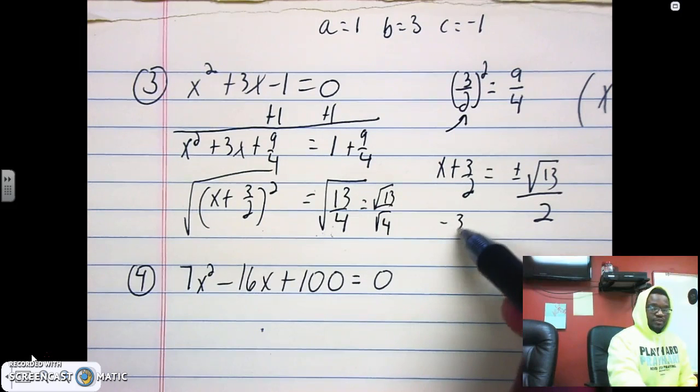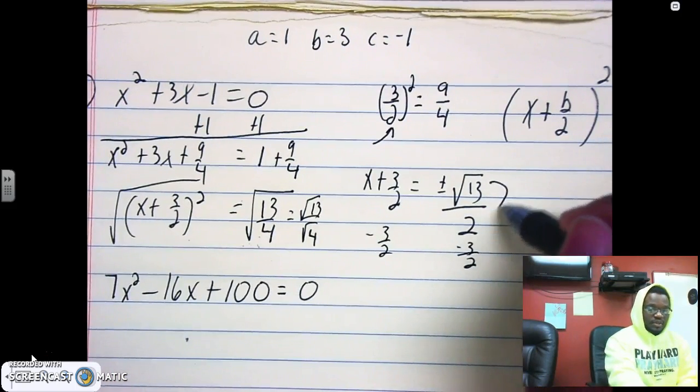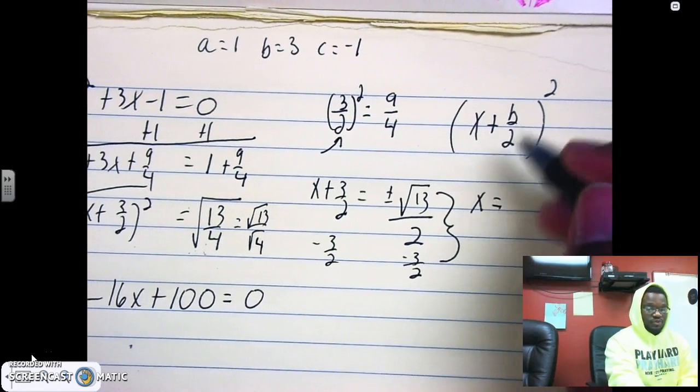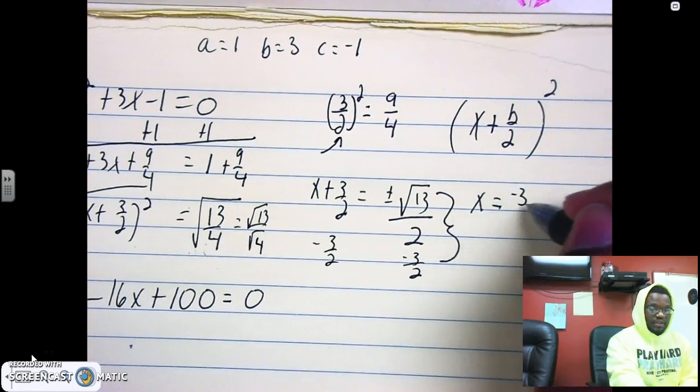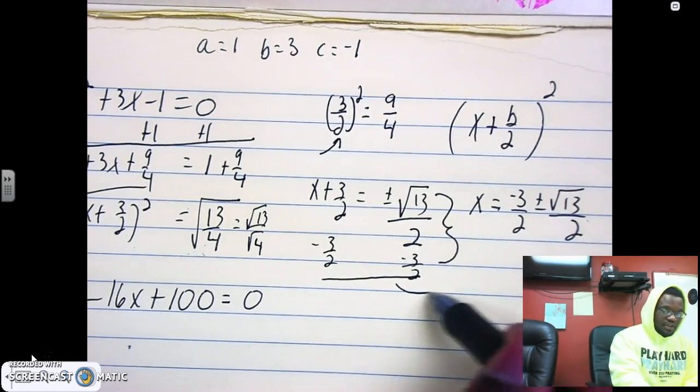Now, you subtract 3 over 2 from both sides. Run out of room, should have given myself more room. And so this equals x. x equals -3 over 2 plus or minus the square root of 13 over 2. So this over here equals that.